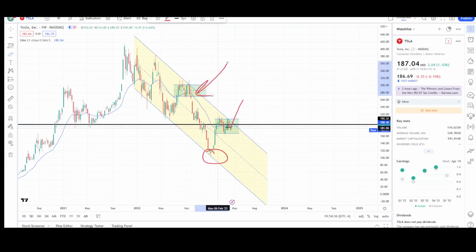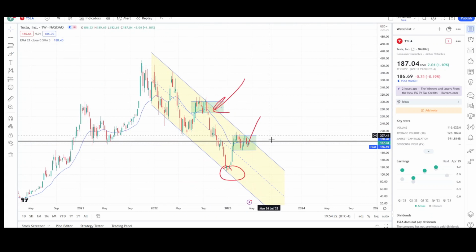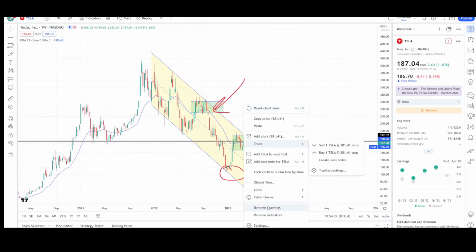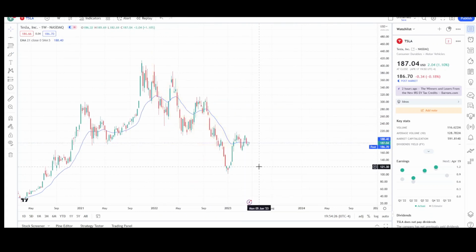So again, it's just sideways. It's hard to say what's going to occur, but I went over the possible situations that can occur. And I think after this earnings report this week, we'll have a better idea of the price direction for Tesla.